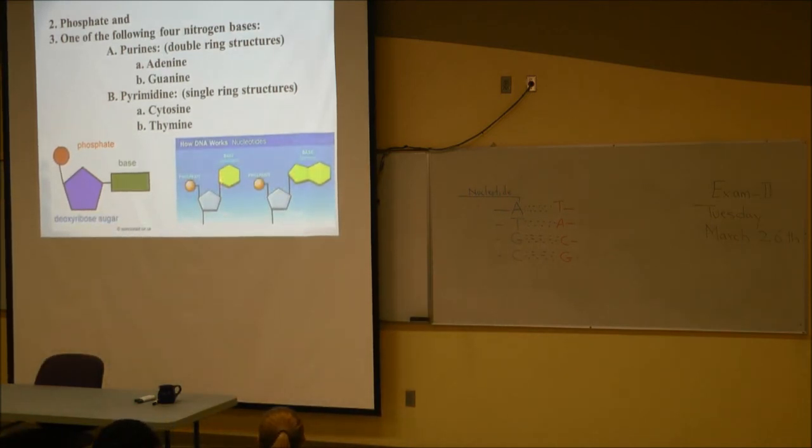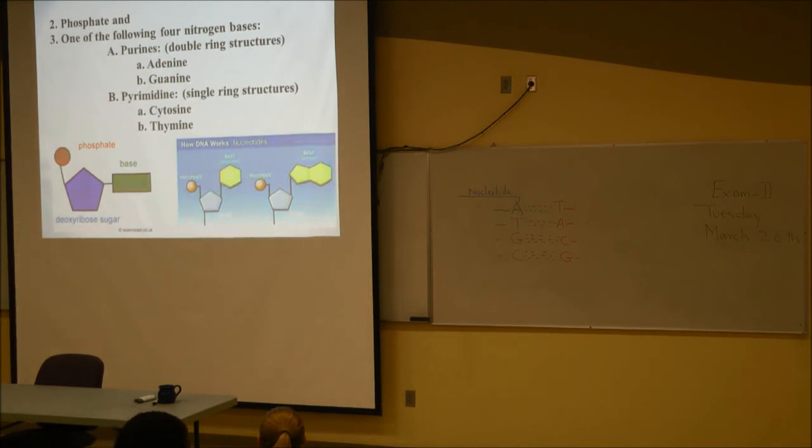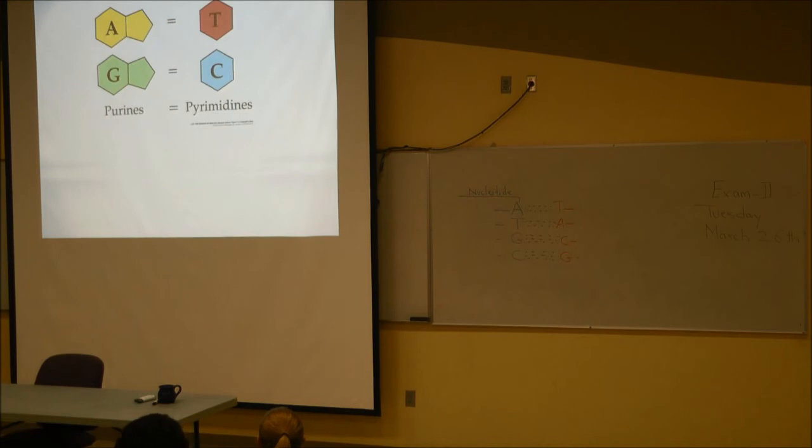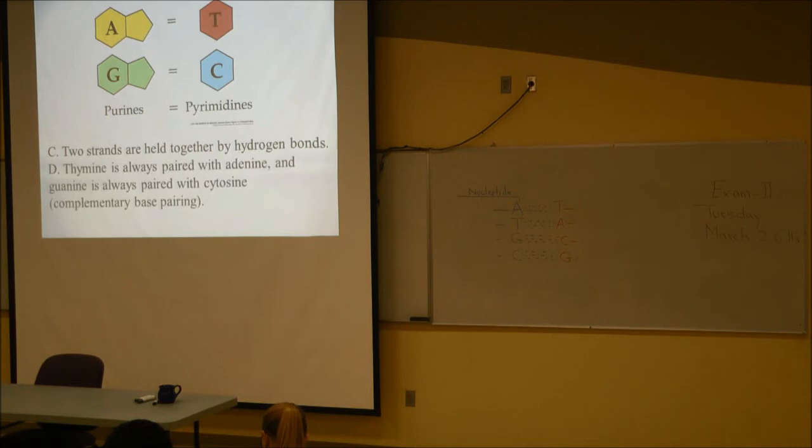Okay, and because this is the unique feature, the nitrogen base, single ring and double ring, purines. Same thing. Two strands are held together by hydrogen bonds. T always pairs up with A, A with T. This is called complementary base pairing, which is universal.